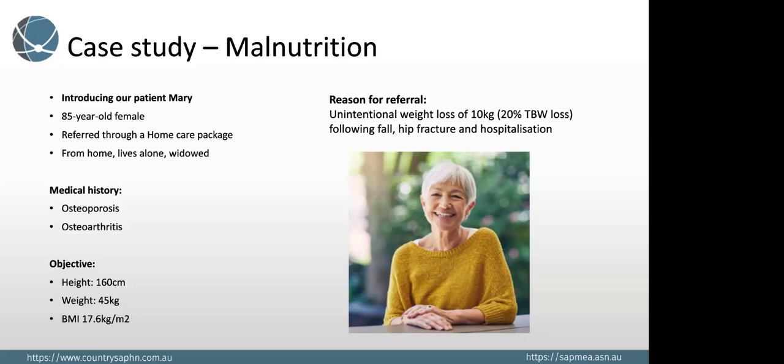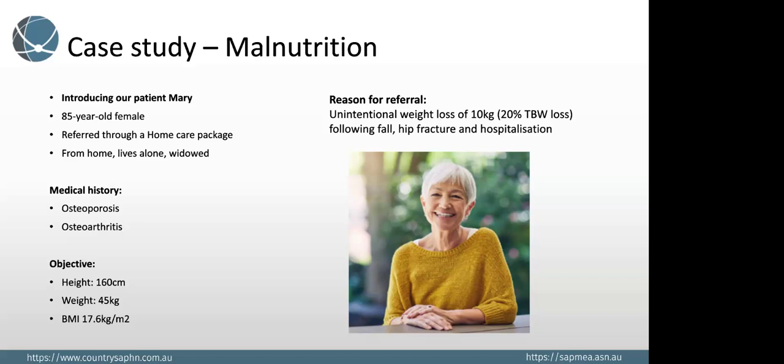And then she's also referred to see a dietitian because she's had an unintentional weight loss of 10 kilos, which for her, she's quite a little lady, was a 20% total body weight loss, quite significant. And most of that would likely be muscle loss as well, unfortunately. She lives alone, she is widowed, she is relatively independent with her ADLs, however, needs maybe a bit more assistance now. Medical history is osteoarthritis and osteoporosis, so very common conditions.